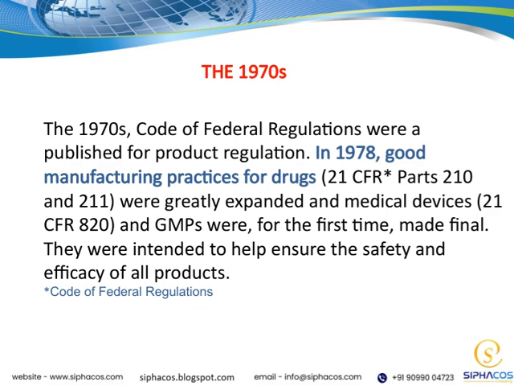Additionally, for the first time, GMPs were finalized for medical devices, covered under 21 CFR Part 820. This was a crucial development because it extended the same level of regulatory oversight and quality assurance to medical devices, aligning them with pharmaceuticals. Overall, these regulatory advancements in the 1970s aimed to enhance the safety and effectiveness of all products, reflecting a growing commitment to public health and trust in the products we use every day. This decade set the stage for more rigorous and comprehensive regulation that continues to evolve today.